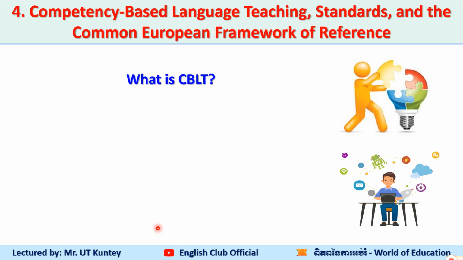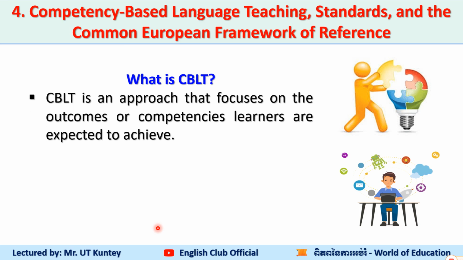We focus on CBLT. So the meaning of CBLT, we refer to the approach that focuses on the outcomes or the competency learners are expected to achieve, to get, to receive. Okay. So with CBLT, we can also focus on the student learning outcome, whenever you teach them any content, whether the student can get it or not. Okay.